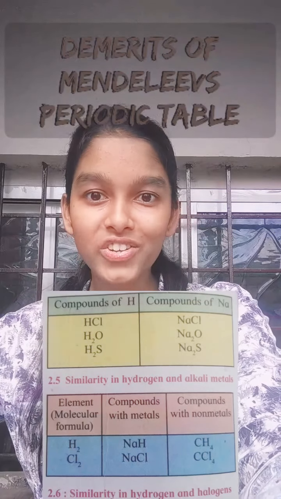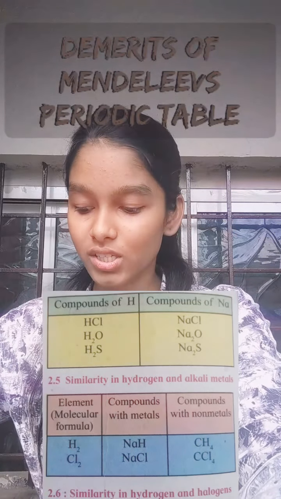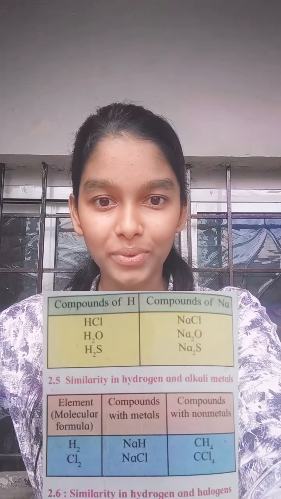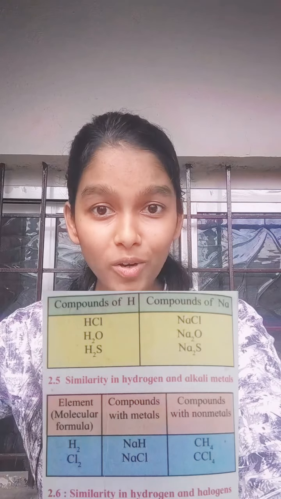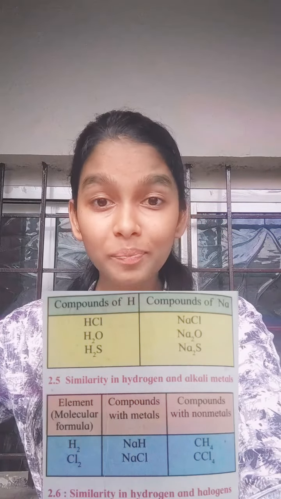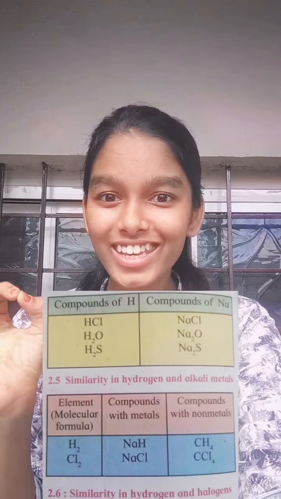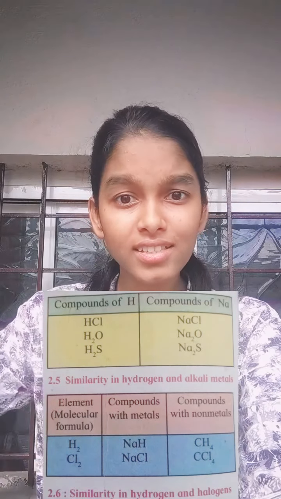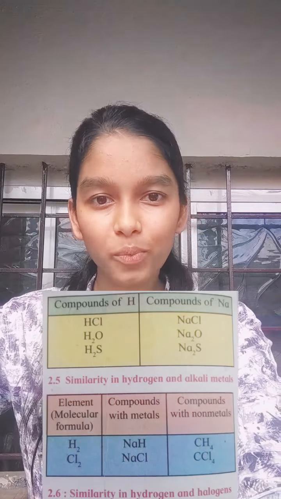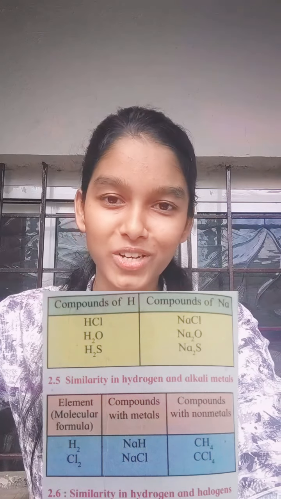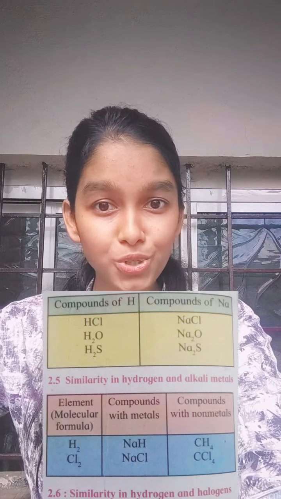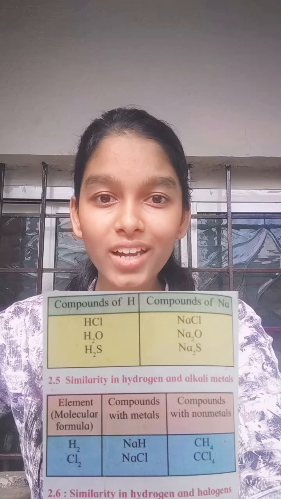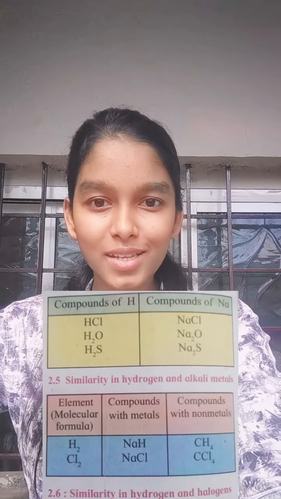When hydrogen reacts with these salt-forming elements, which are group number 7, what happens? The molecular formula of hydrogen and chlorine, H2 and Cl2. Compounds with metals are NaH and NaCl. Since chlorine gives NaCl, hydrogen gives NaH. They both form compounds with sodium. And compounds with non-metals, CH4 and CCl4, they both form compounds with similar non-metals.